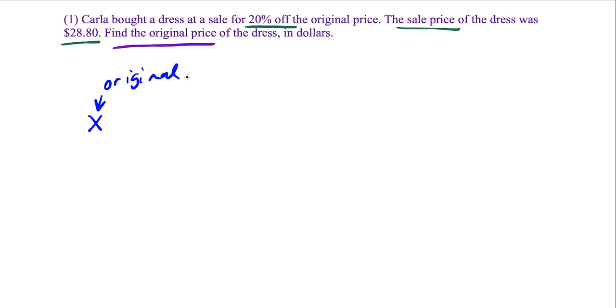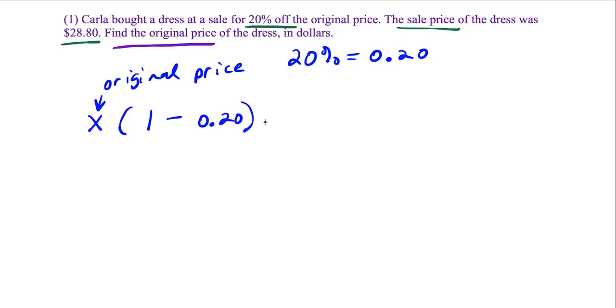And what we're going to do from here is take into account that this dress was discounted 20% off. So that means we could take 1 and subtract 20%. And just know 20% as a decimal is the same thing as 0.20. So we're going to do x times 1 minus 0.20 and set this equal to 28.80. We'll worry about the units at the end. So once again, the original price, we're taking 20% off, so 1 minus 0.20 tells us we're going to have 0.80 times x.